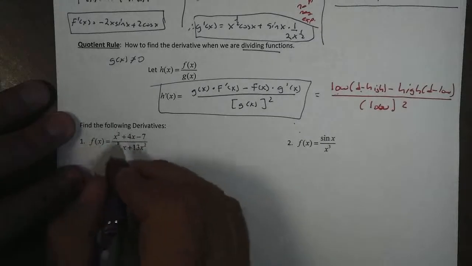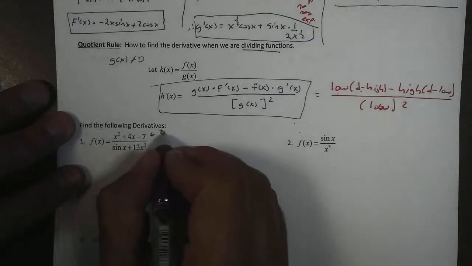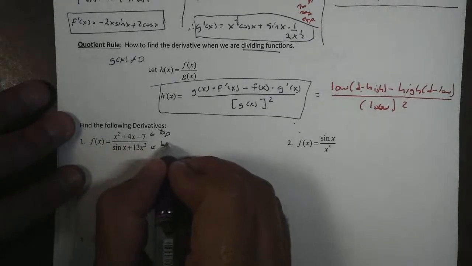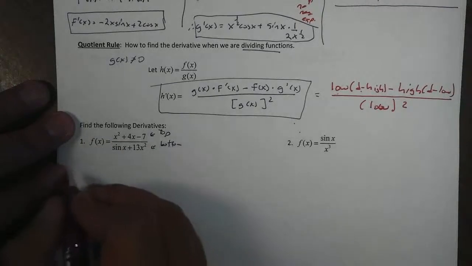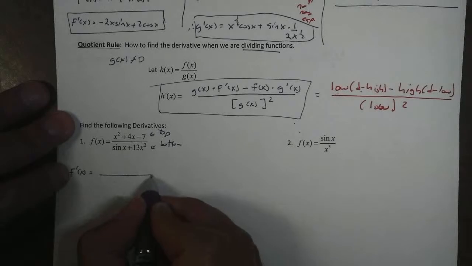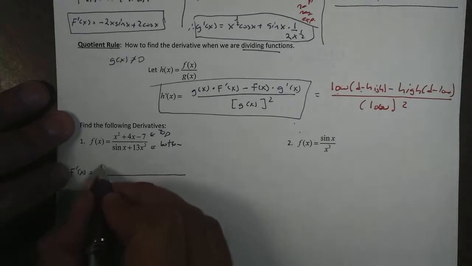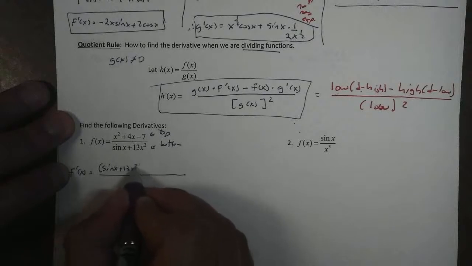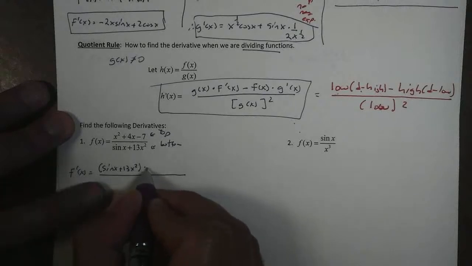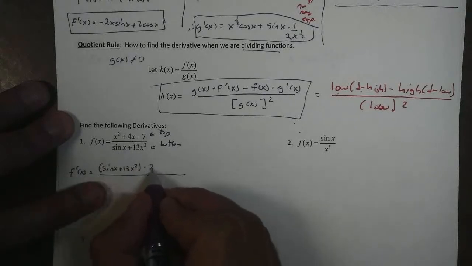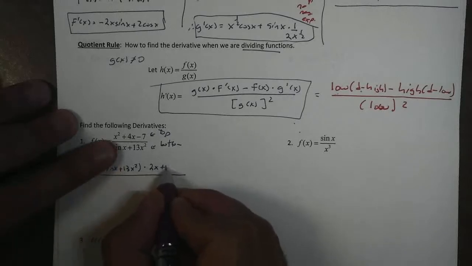All right, so let's say I want to take this derivative. Well, there's my top. There's my bottom. This is pretty nasty, okay? Just wait till we take the derivative. So f prime of x, I'm going to give myself some space here. The rule says low. So when I say low, I'm just going to copy it down, plus 13x squared times d high. That's going to become 2x plus 4.